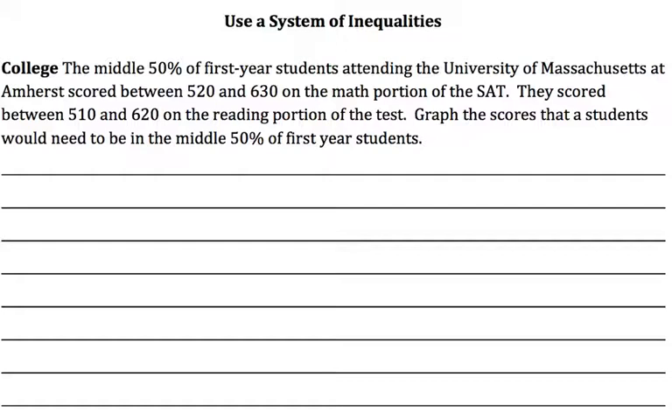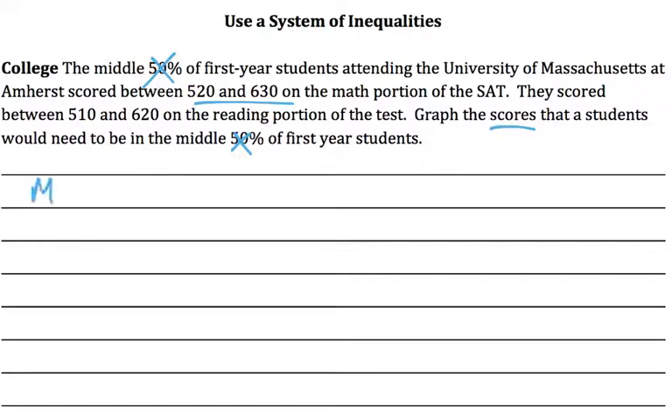They scored between 510 and 610 on the reading portion of the test. Graph the scores that a student would need to be in the middle 50% of first-year students. Now, let's think about what's going on here. Well, you're probably distracted by these numbers, but let's eliminate those. And let's think about these scores, because that's really what they're talking about, is graphing the scores.